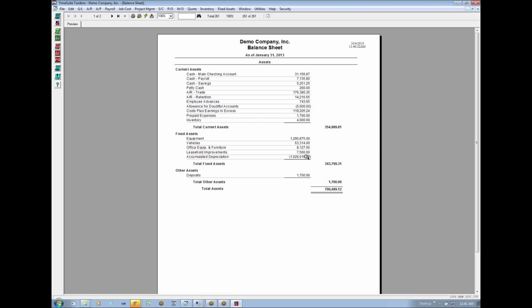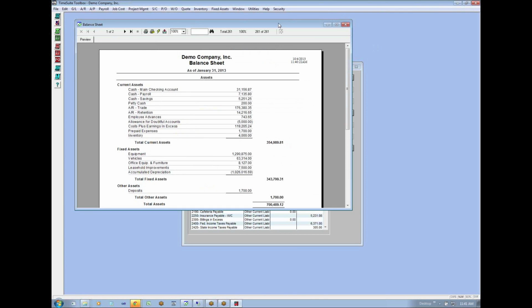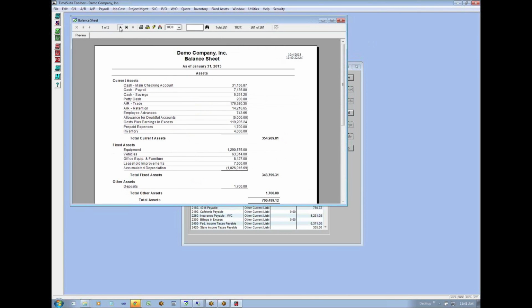And then prepaids and inventory. For fixed assets, you have a depreciation schedule, and the depreciation schedule would support your accumulated depreciation. Deposits, you might have a deposit with your lease or your landlord, that kind of thing.